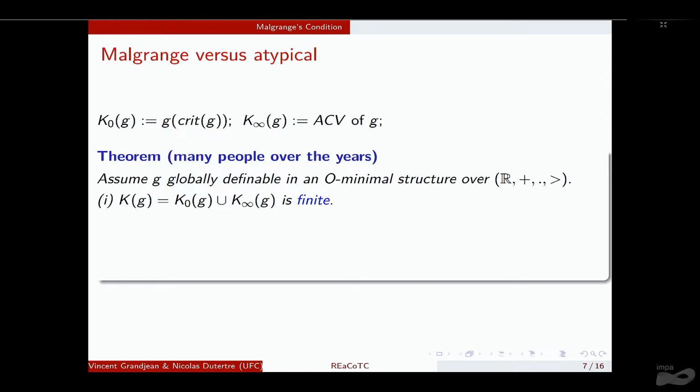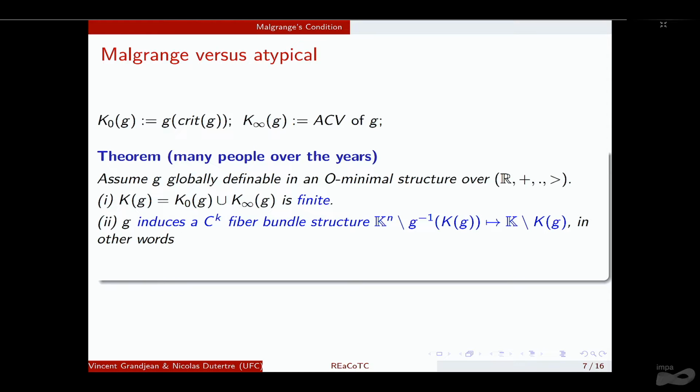So the first statement in this class: you can ask here that such a G is C1. The first thing is just that the union of the two subsets of values, the critical values and the asymptotic critical values, is finite. But more interesting is the second condition.